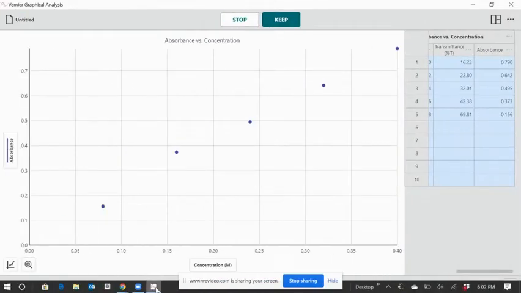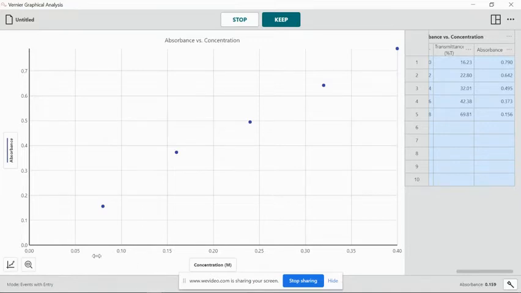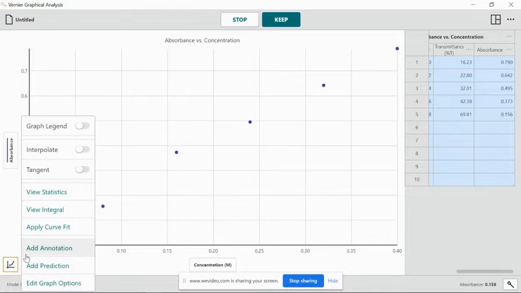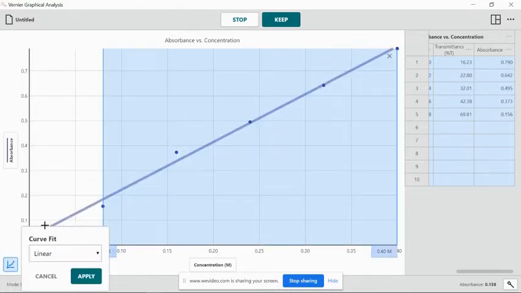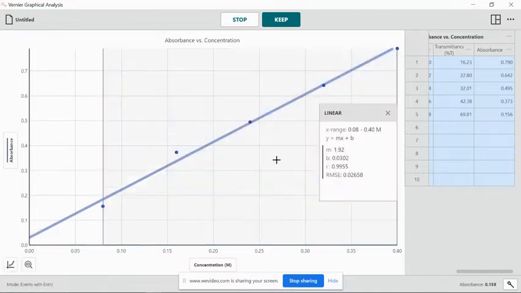Okay, so you can see we have all 5 of our solutions that we created from our stock solution. All these dilutions are created here, and they're plotted on the graph of absorbance versus concentration. Now I'm going to add a best fit line, a linear line, and what I'm looking for is the slope of the line. So I'm looking for the y equals mx plus b calculation. And I can see that right here.